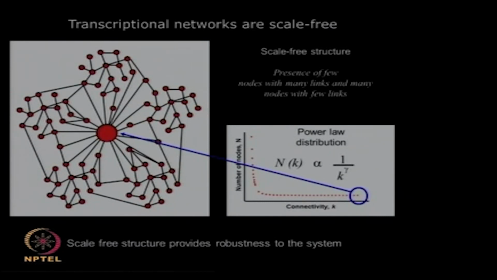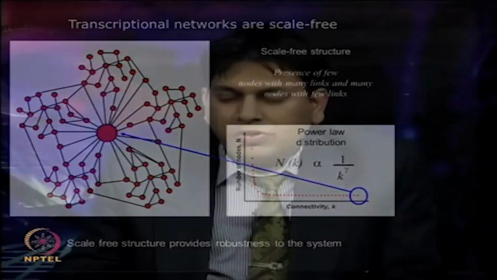Scale free structures have been postulated to provide robustness to the biological system. Now, what exactly is robustness? Robustness is the ability of a complex system such as a biological system, to maintain its function even when the structure of the system changes significantly.